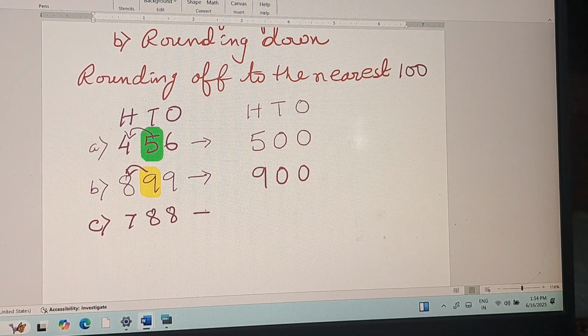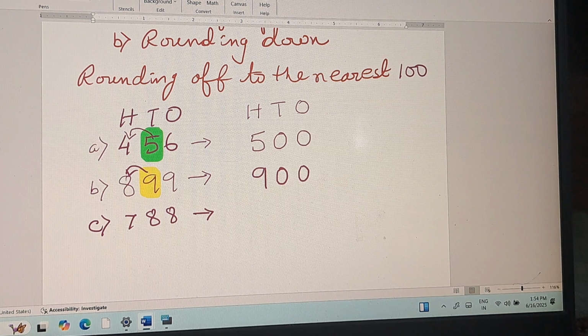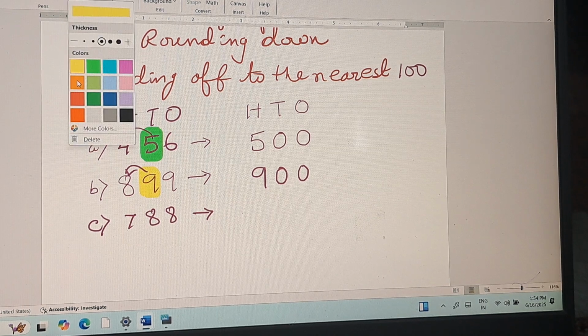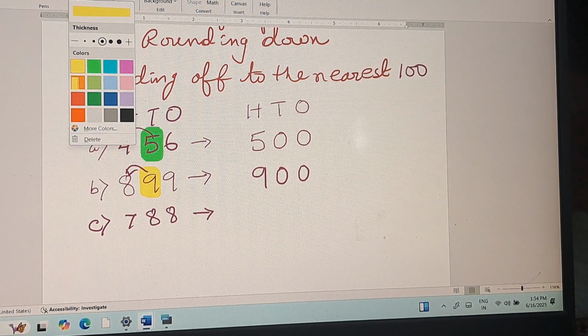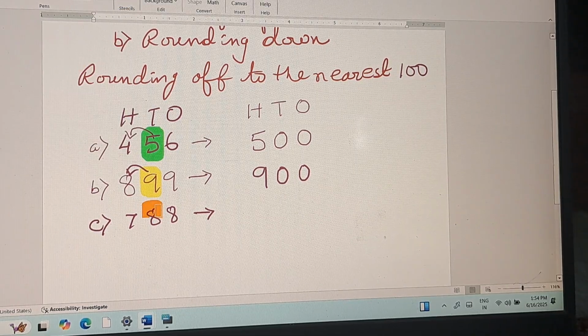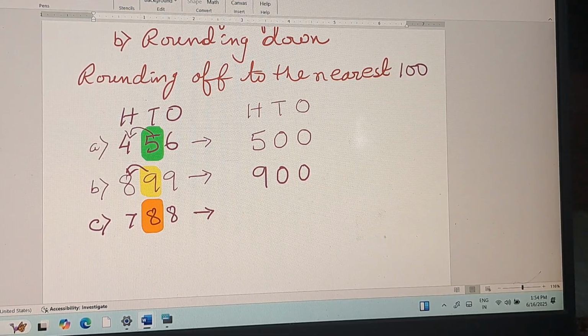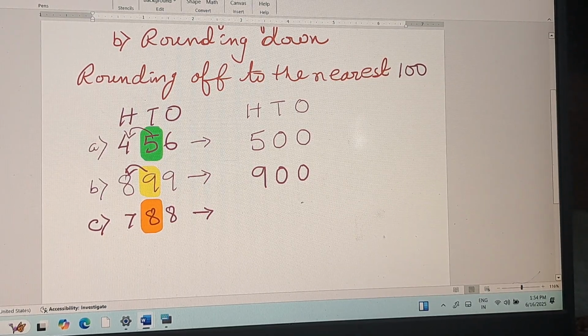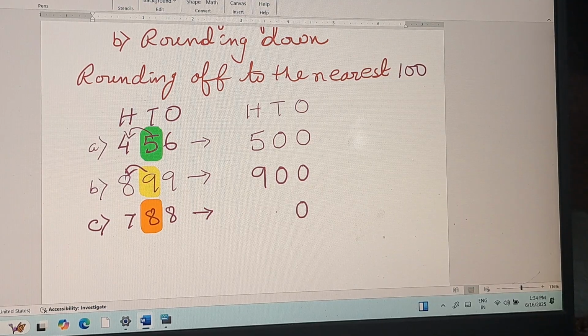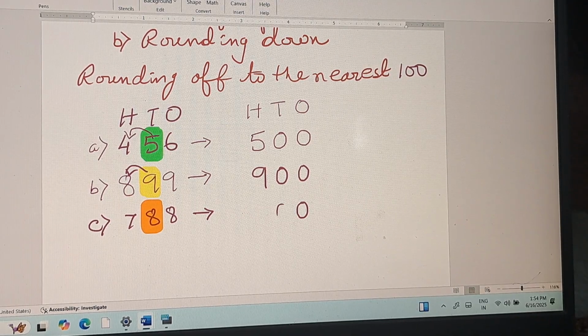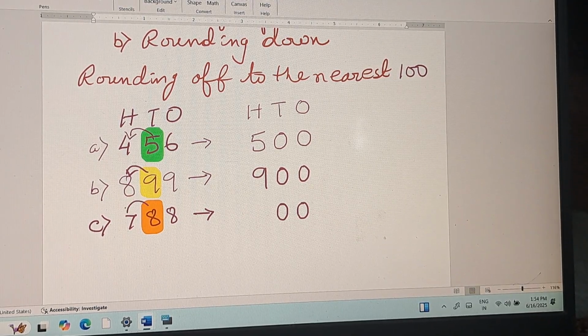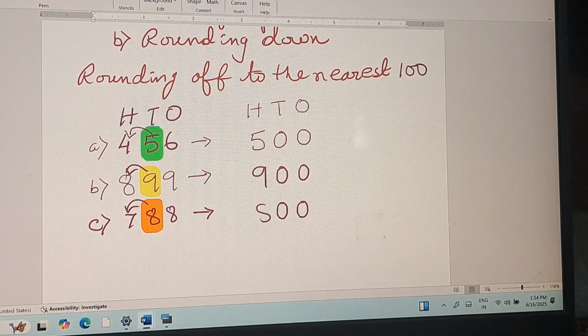788, the third example. Again, what we can see over here, in tens place the value is 8, which is more than 5. Since the value is more than 5, in ones place we will put a 0. In tens place again we will put a 0, and we will add 1 in 100 place, and the number will become 800.